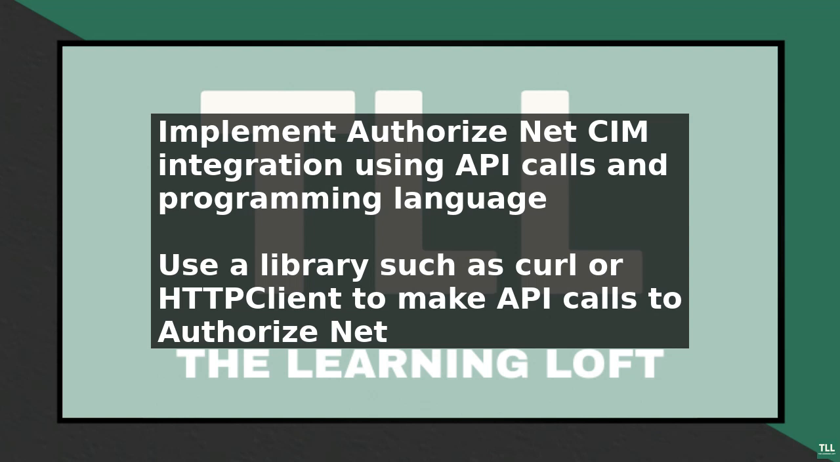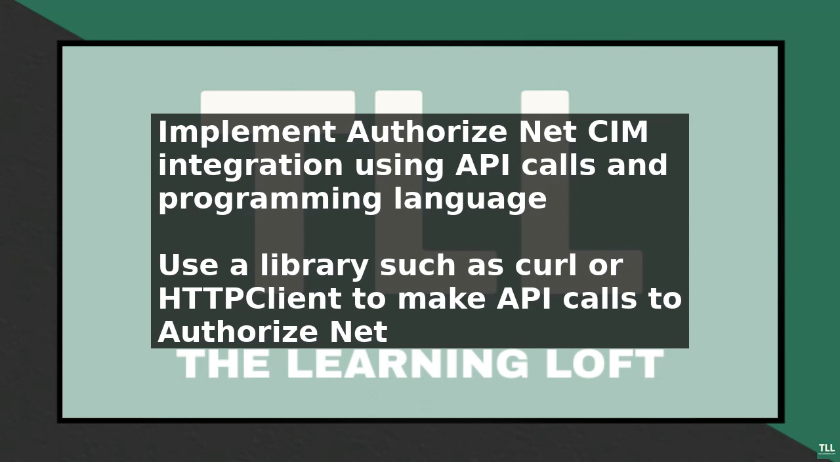To implement Authorize.Net CIM integration, you will need to make API calls to the Authorize.Net system. You can do this using a programming language such as PHP or Java, and a library such as curl or an HTTP client. You will need to set the API endpoint, which is the URL of the Authorize.Net server, and the API version, which determines the format of the request and response.